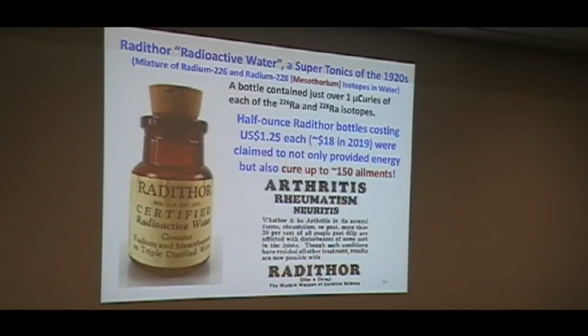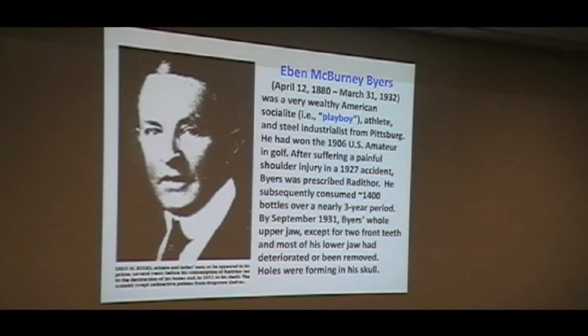There was an example of a very famous and wealthy guy named Eben Byers, who was a socialite, that is, playboy, athlete. He won the U.S. Amateur Golf in 1906. He had a shoulder injury in '27, and his doctor prescribed taking Radithor. So he took it, and over a 3-year period, he consumed 1,400 bottles of the drink.